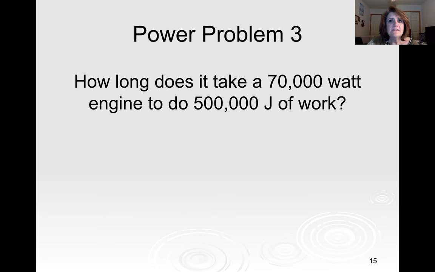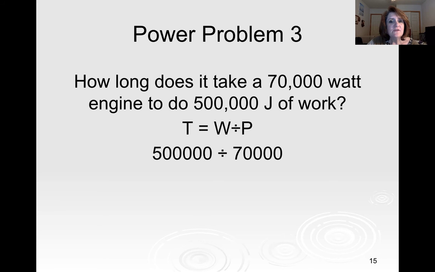And how long would it take a 70,000 watt engine to do 500,000 joules of work? Time is work divided by power. 500,000 divided by 70,000 would be 7.14 seconds.